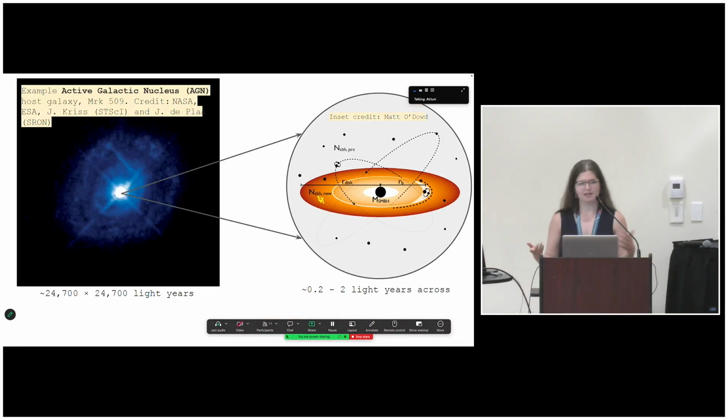Most of the heavy lifting for my introduction has thankfully been done for me already. On the left, I have an example of an active galactic nucleus, or AGN, hosting galaxy, with an inset to the right displaying the zoomed-in nucleus. In the presence of this accretion disk, nuclear star cluster objects like stars, and for the purpose of my talk today, stellar mass black holes, can become captured in the disk over time via gas dampening and dynamical cooling.